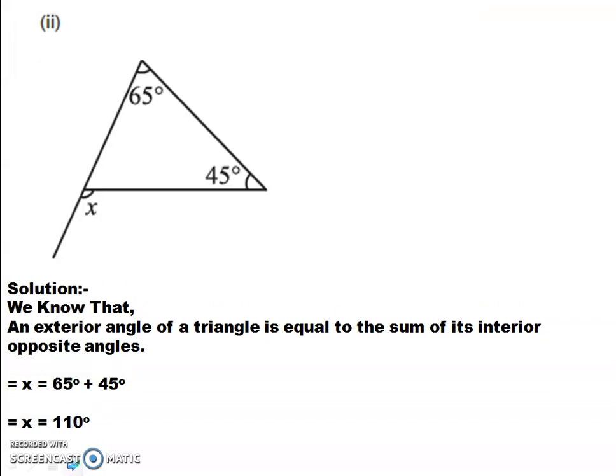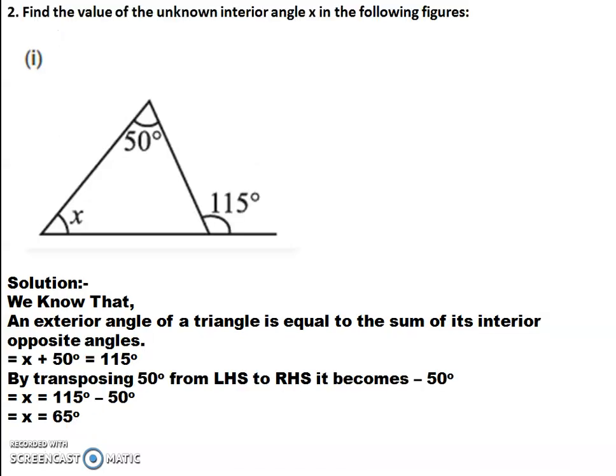We will see one more question. Here also, you can see this is the exterior angle and interior opposite angles are given as 65 degrees and 45 degrees. So how will you find? x is equal to 65 plus 45. What is 65 plus 45? It is 110. Let's see the next question.